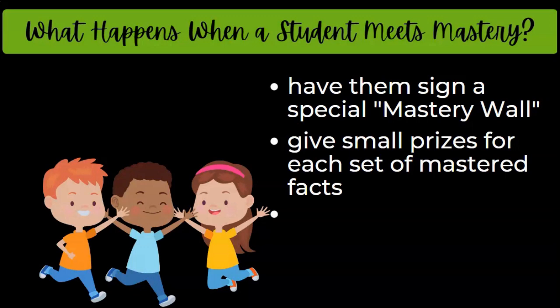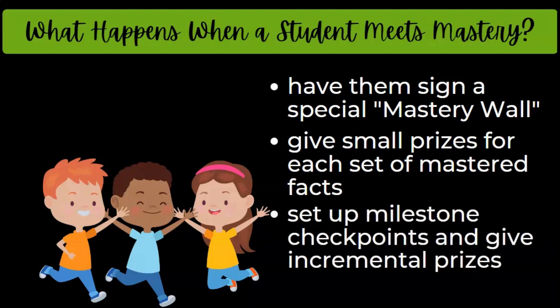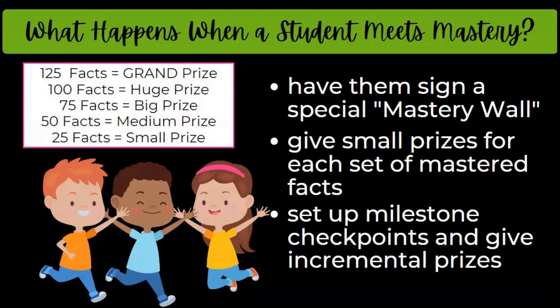mastered facts. And my favorite is to set up a system where you have milestone checkpoints and give prizes incrementally as students hit each milestone. For example, when a student masters 25 facts, he or she gets a small prize, like a piece of candy. Then, when the student reaches 50 facts mastered, the prize goes up to maybe a gum pass for the day.